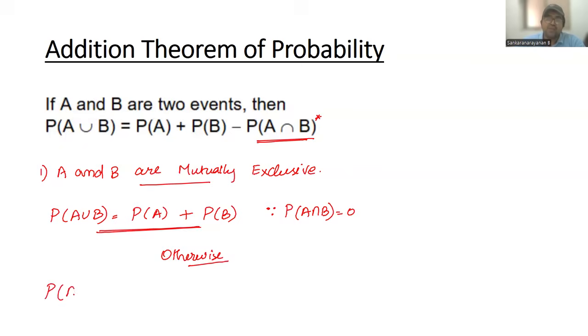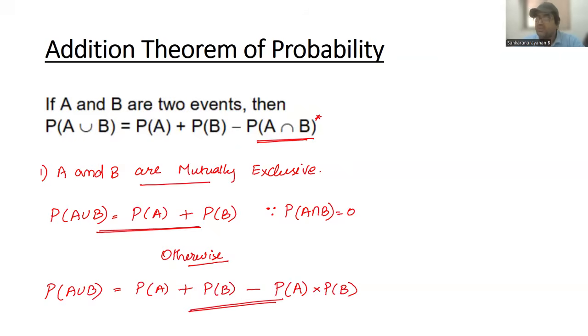We have P of A union B equal to P of A plus P of B minus P of A intersection B, which I will write as minus P of A into P of B. Please note the events are independent. In that case, P of A intersection B will be equal to P of A into P of B. So like that, you will be analyzing this mathematically.